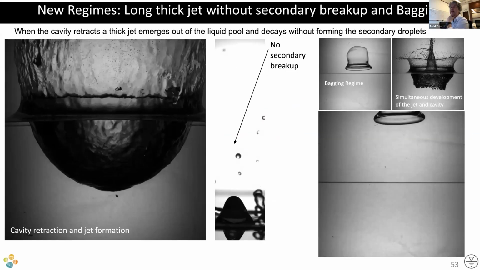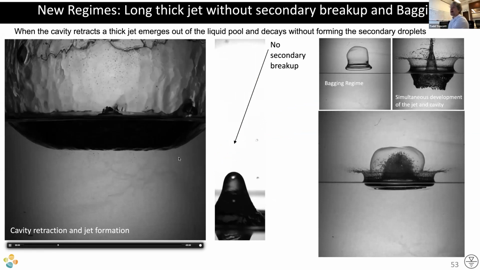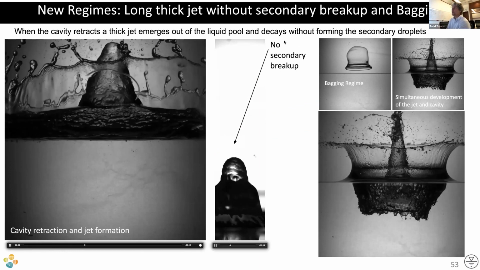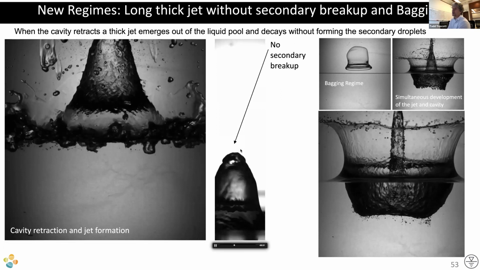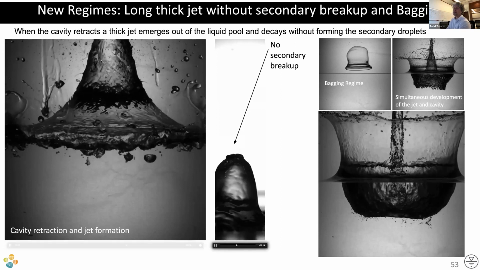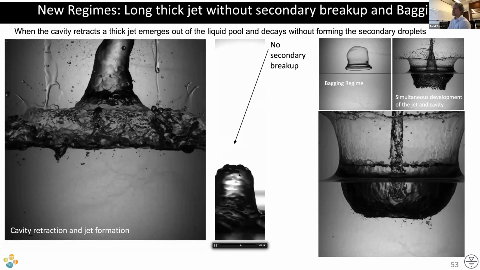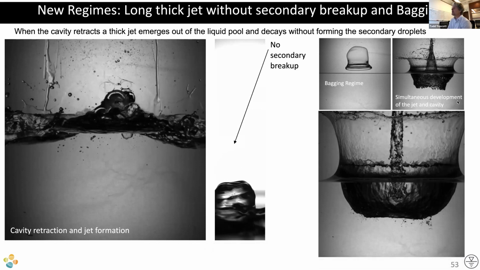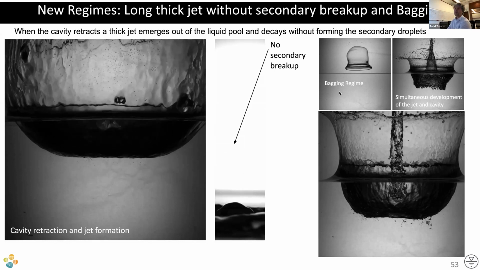So just a couple of last fun points here. We also notice that when the cavity retracts, we get a thick jet, which emerges out of the pool I mentioned earlier, and it decays without necessarily forming a second droplet. So here's a case where we zoomed into the top. It's cut off here, I apologize. But the droplet is not formed, like in the case of the Worthington jet. And it's also interesting that we have the simultaneous development of the jet and cavity. We're looking into that as well. And this comes from this bagging regime.